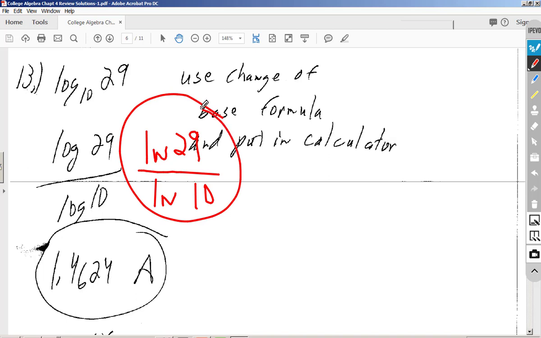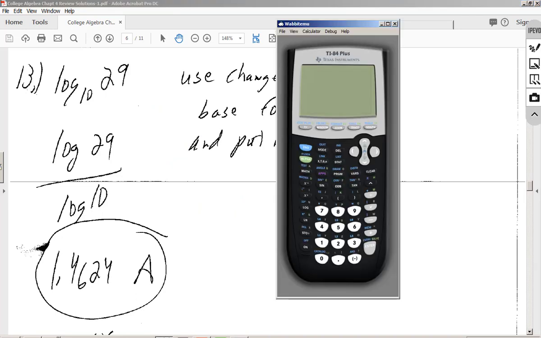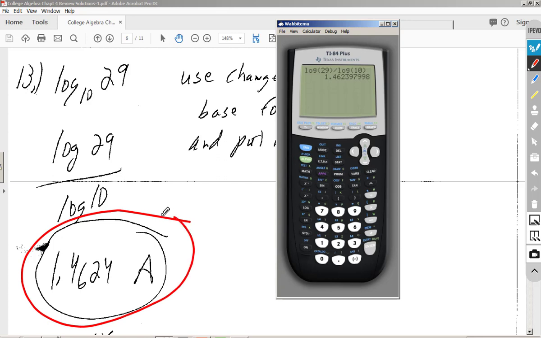Now once you have that, all you have to do is just put it into your calculator. So taking this problem, typing it into my calculator. Just type in the log, and put in 29. Divide by log 10. Hit enter. And it looks like your answer does come out to be 1.462397998. And that matches up with A. And A says that we have 1.4624.